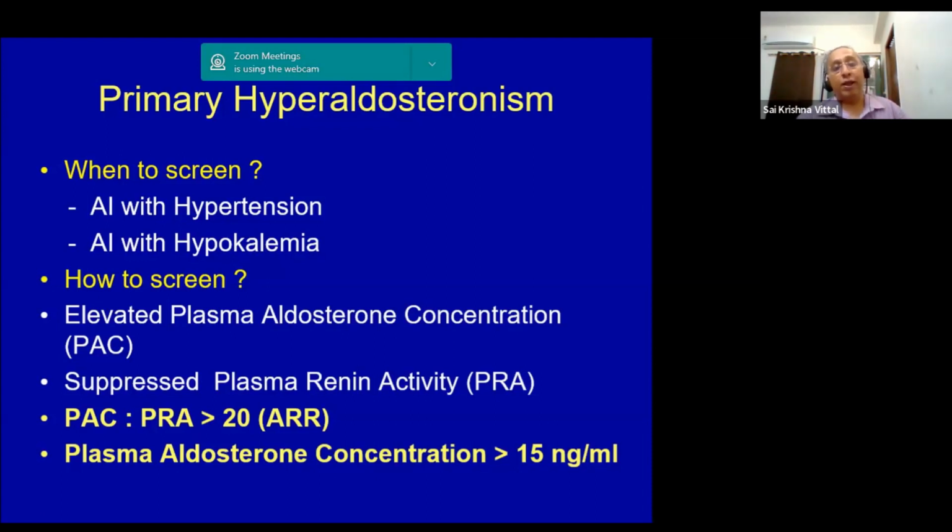Then it is most likely that you are dealing with a case of Conn's. Beware, before doing this test, you should make sure that the patient is not on any ACE inhibitors, ARB, that is angiotensin receptor blockers, or potassium sparing diuretics like spironolactone, because then you will have a false negative. You also have a false positive when the patient is on beta blockers, non-steroidal anti-inflammatory drugs, or the patient is on oral contraceptives or estrogen.